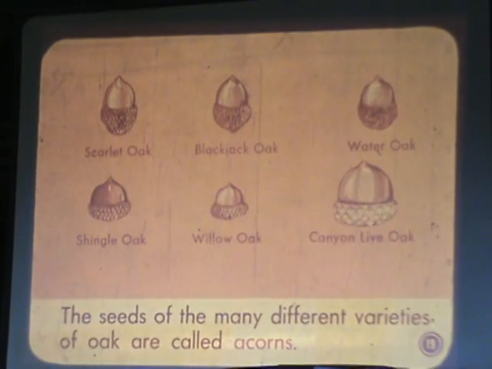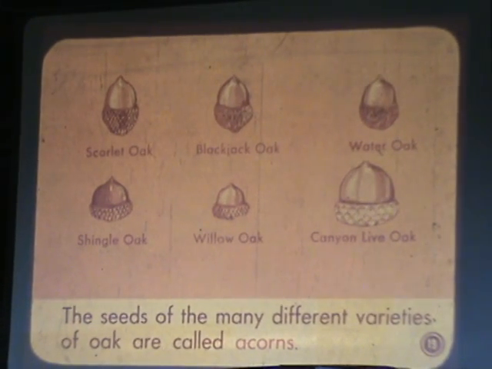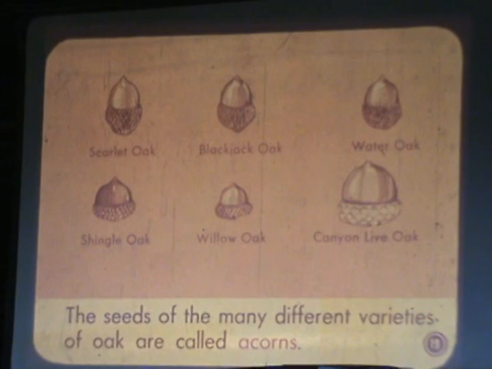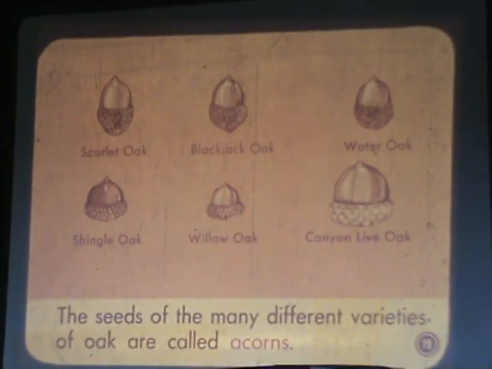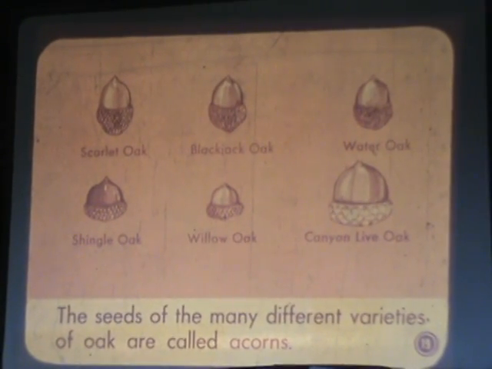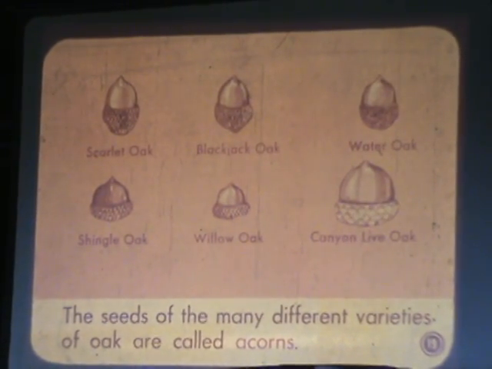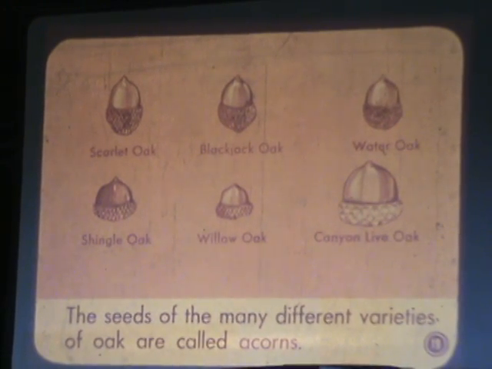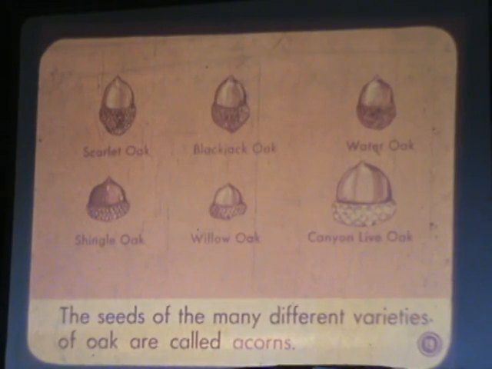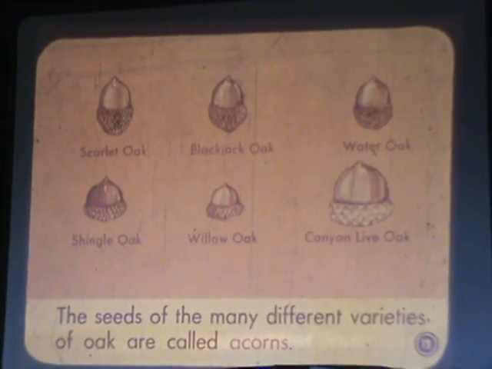The seeds of the many different varieties of oak are called acorns. Starting in the upper left is the scarlet oak. In the middle upper is the blackjack oak, and in the upper right is the water oak. The lower left is the shingle oak. The lower bottom is the willow oak, and the lower right is the canyon live oak.